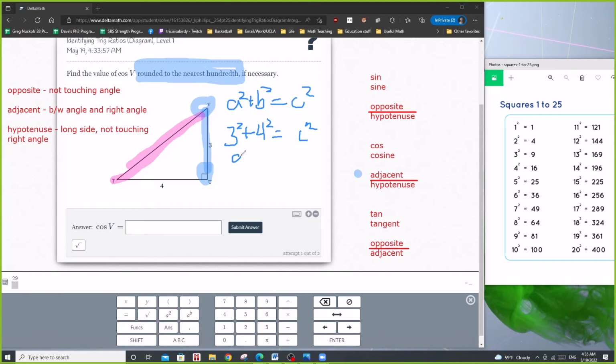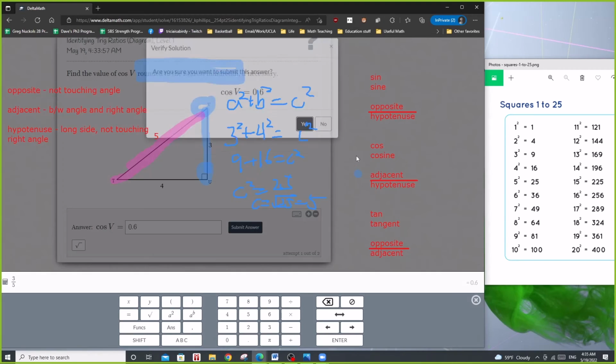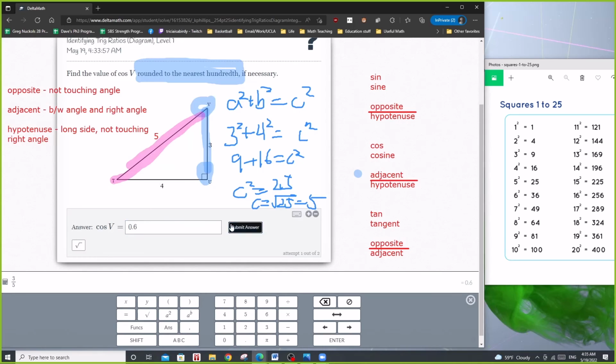So this is 9 plus 16 equals c squared. C squared is equal to 25. C is square root of 25, which gives us 5, okay? So that is not our answer though. All we did was we found this side, and we still have to find the cosine, right? So it's 3 over 5. And since it's rounded to the nearest hundredth, we have to put it in our calculator and put in the decimal, okay? That's our final answer.